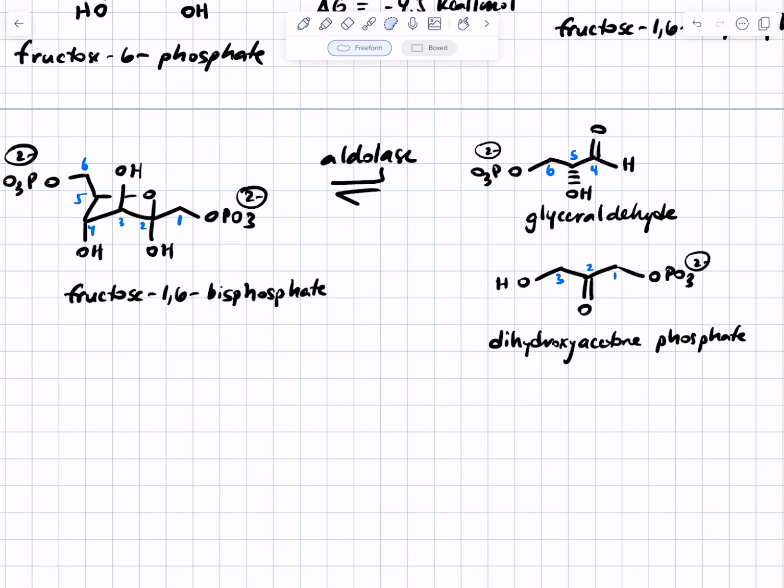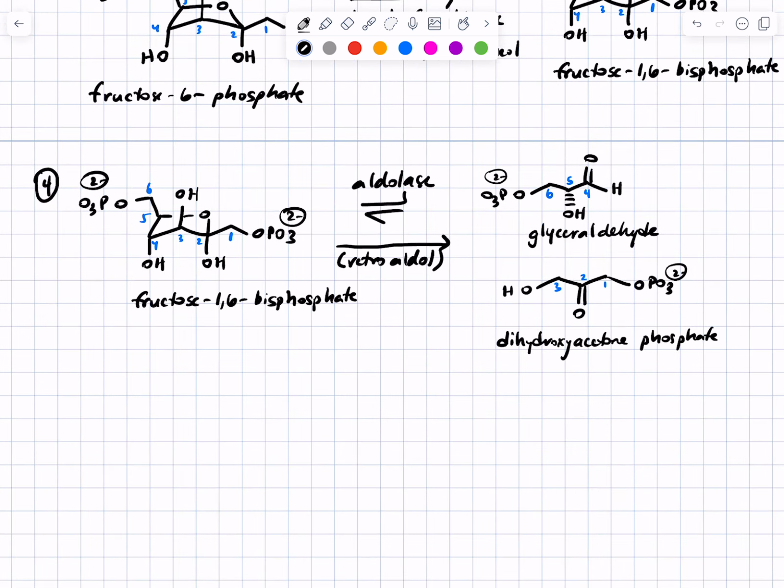An aldol reaction is a reaction between an enolate, alpha carbon, and the carbonyl carbon of another molecule. And the product of an aldol reaction is a beta hydroxycarbonyl compound. Now, it turns out this enzyme is named for the reverse reaction, combining dihydroxyacetone phosphate with glyceraldehyde to get fructose. But in the forward direction for glycolysis, this direction to the right is called a retroaldol reaction.